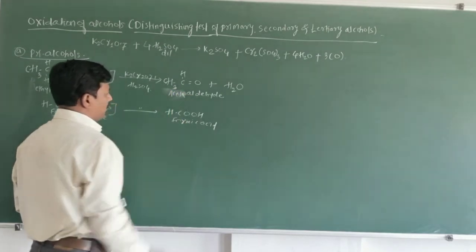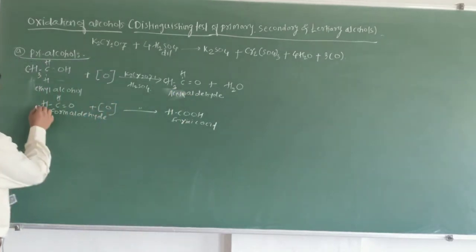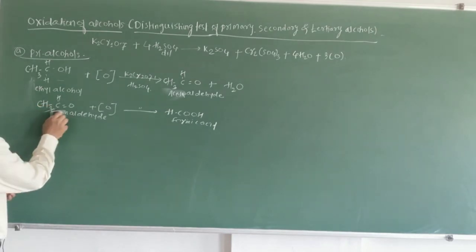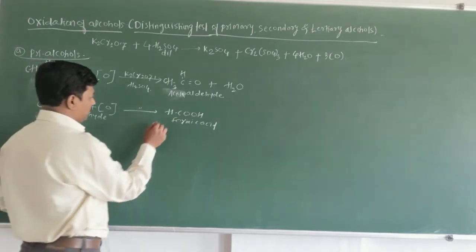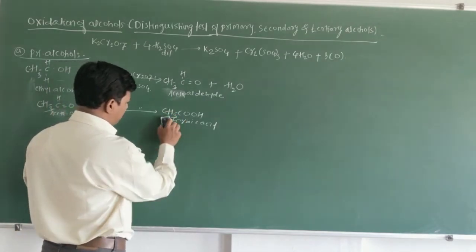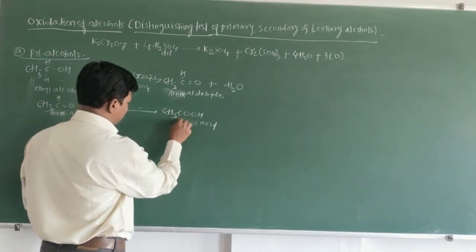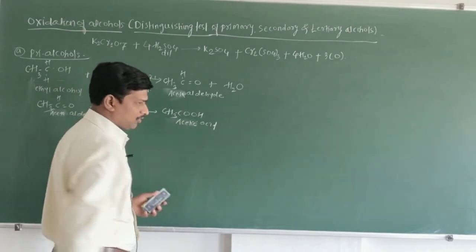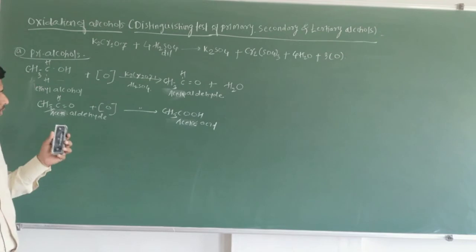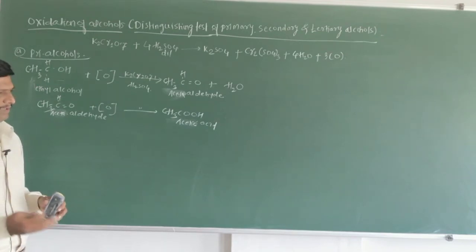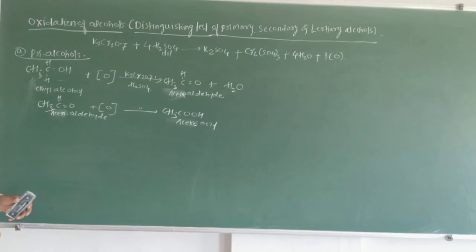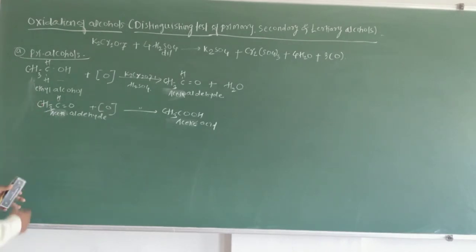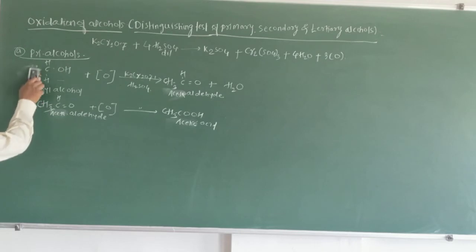acetaldehyde. Now in the second step, this acetaldehyde on further oxidation forms CH3COOH, and it is nothing but acetic acid. Understood? So these are the two examples here. Now you can take any number of examples. So again I will take one example from the primary alcohols, and again I will change the reaction.